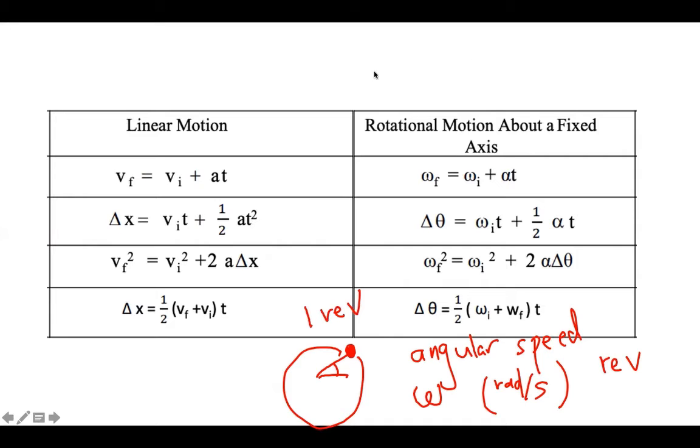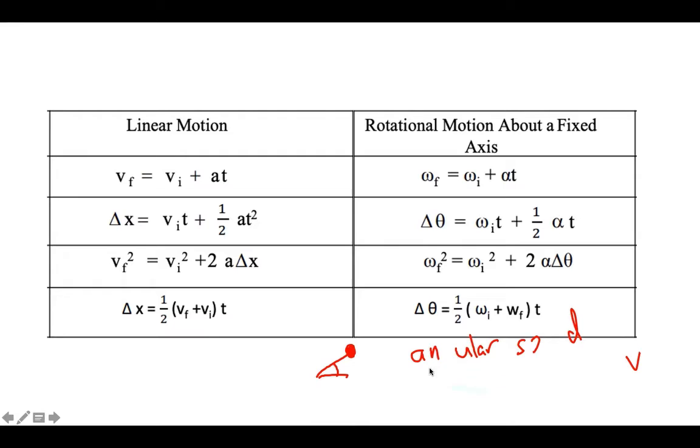Next is angular acceleration, which is very similar to acceleration. Angular acceleration is the symbol alpha, and its unit is radian per second squared. Since it is quite similar to linear motion, we can use the same formulas for linear motion and make them into rotational motion.